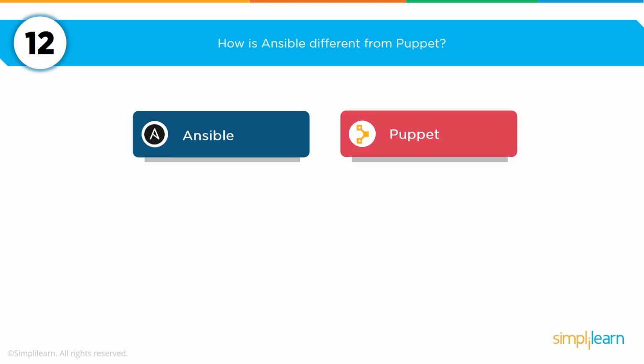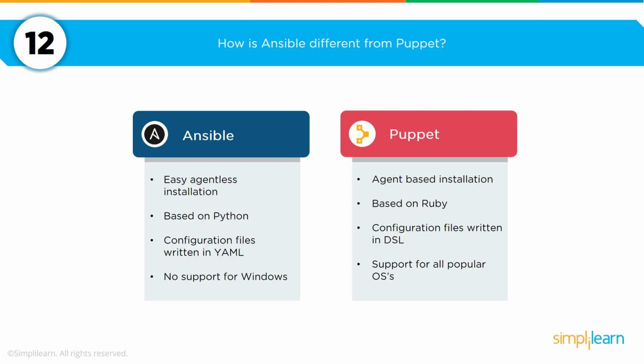So a question you will be asked is, provide differences between Ansible and Puppet. So if we look at Ansible, it's a very easy agentless installation. It's based on Python. You can configure it with YAML, and there is no support for Windows. In contrast, Puppet is an agent-based installation. It's written in Ruby. The configuration files are written in DSL, and it has support on all popular operating systems.